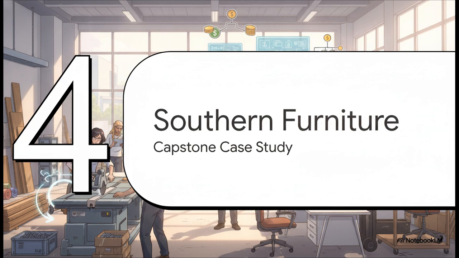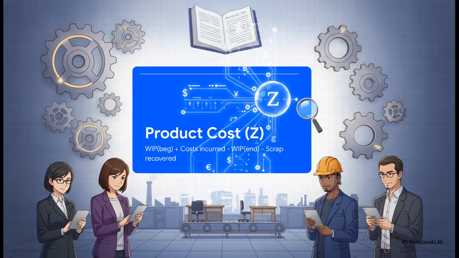That brings us perfectly to Section 4, our capstone case study featuring Southern Furniture. Okay, we've got our 3 core building blocks: materials, labor, and overhead.